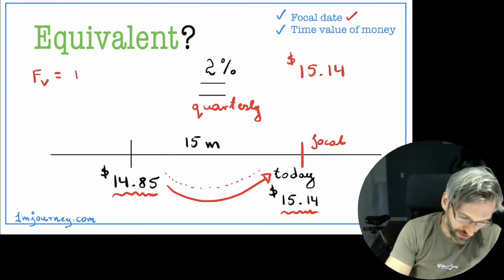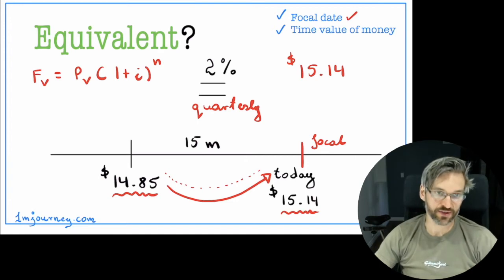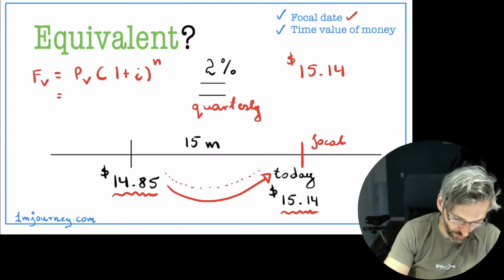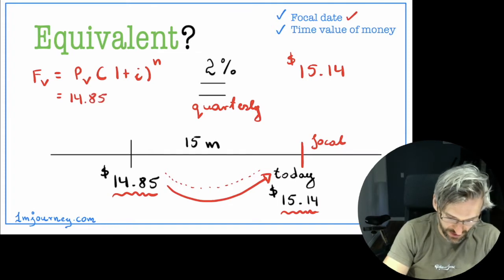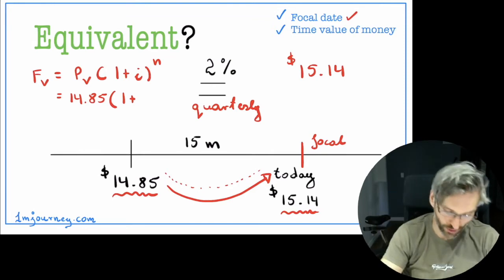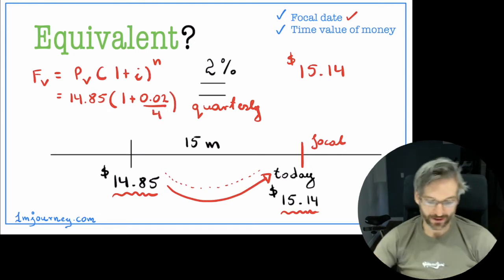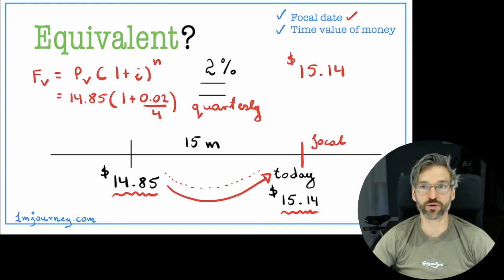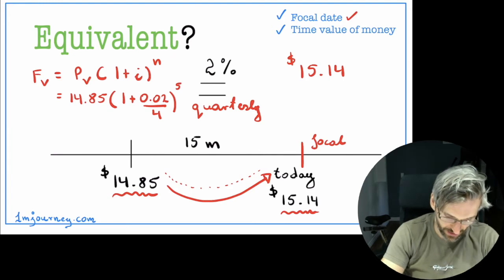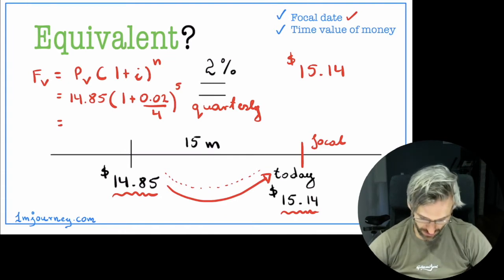So my formula is present value times (1 plus i) to the power of n. Now, I know all of these things. I know my present value for the groceries is $14.85. I know that my interest is 2%, but it is compounded quarterly, so 0.02 divided by 4. And now 15 months, how many quarters is that? A quarter is 3 months, so my n is 5. And now I can calculate this entire total. Let me do that.